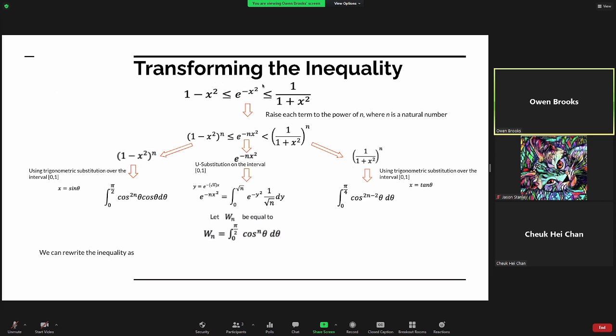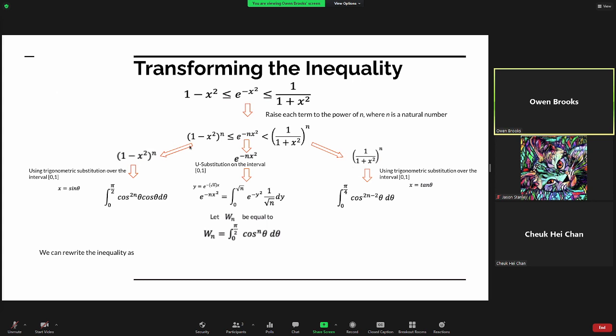Okay, so now we're going to start transforming the inequality. So the first thing that we do is raise everything to the power of n, where n is a natural number. And then this is quite complicated. It's quite lengthy, the explanation of this. So I'm just going to be brief.